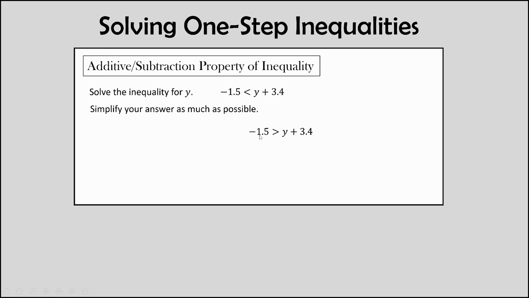Doesn't change anything. But again, see my variable term's on the right, I want it on the left. So I'm going to switch sides, switch the inequality sign. Now solve it. Get y by itself. I want to make this a 0. So subtract 3.4. I get y is less than -4.9. As long as I pick a number less than -4.9 for y and put it in here, this stays true.